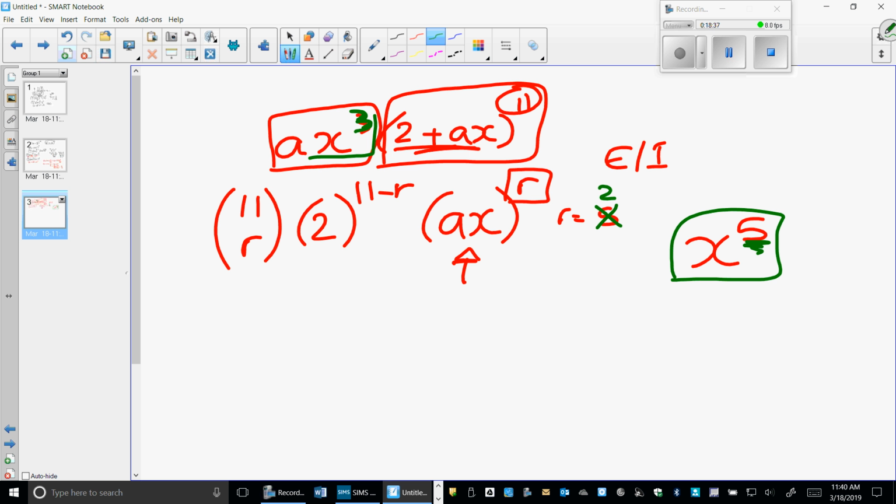We're good now? It's all because we were multiplying this expansion by this term. So rather than having r equals 5, we've got r equals 2. So then you're going to do 11 choose 2, and 2 to the power 9, and then we've got ax to the power 2, all to the power 2.